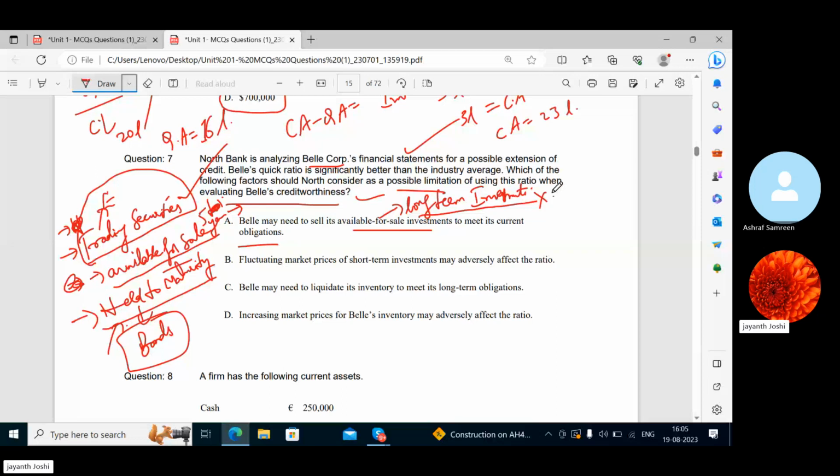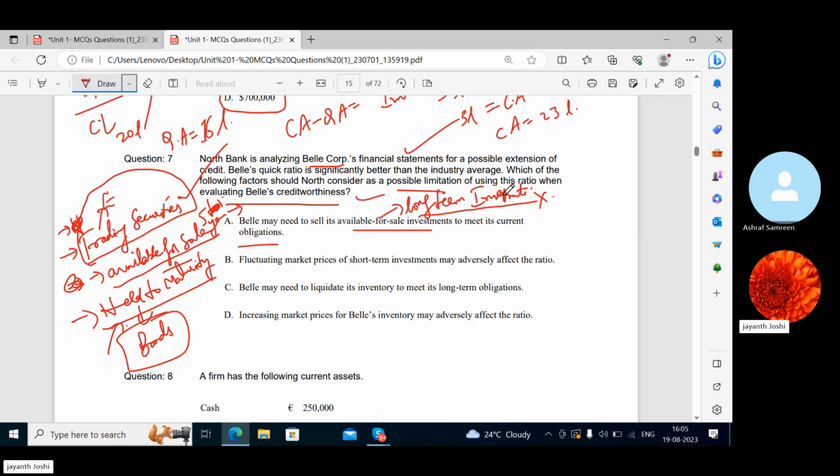I am saying when we calculate quick ratio, we take only short-term investments, not long-term investments. So if long-term investments are sold to meet current obligations, even the bank, North Bank, which is assessing the creditworthiness of Bele Corporation with respect to quick ratio, will not be able to evaluate Bele's creditworthiness with respect to this condition. Why? Because long-term investments is not a part of quick ratio at all.